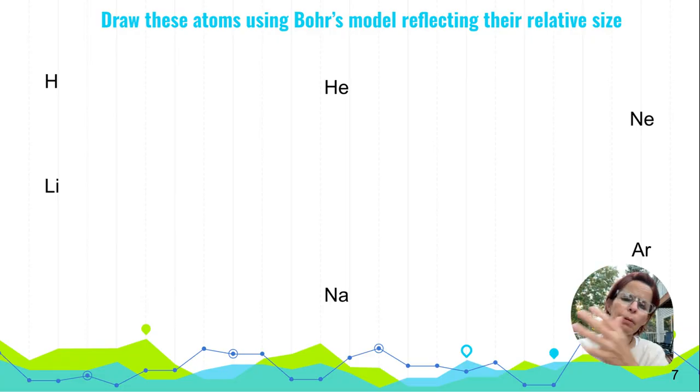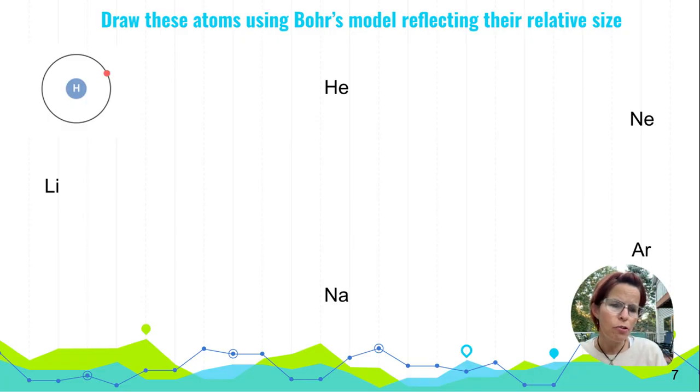All right, so now you're going to probably want to pause this video again as you do some drawings. We're going to draw Bohr's model, and we're going to try to show their relative size using Bohr's model. So the first atom that we're going to draw is hydrogen. Remember, hydrogen has 1 proton and 1 electron, so it's just a single shell.